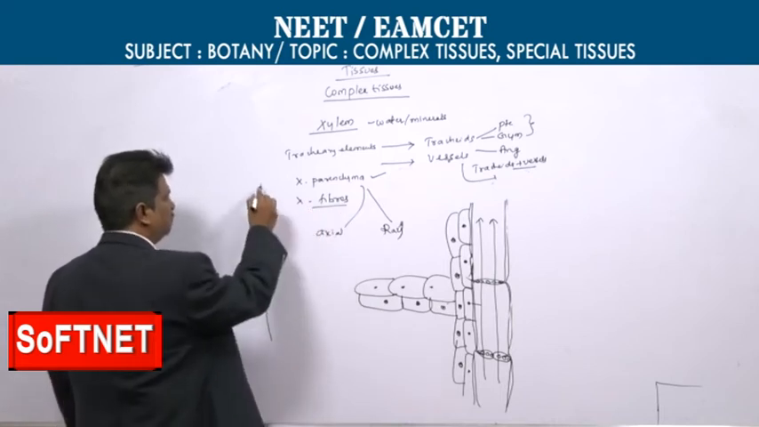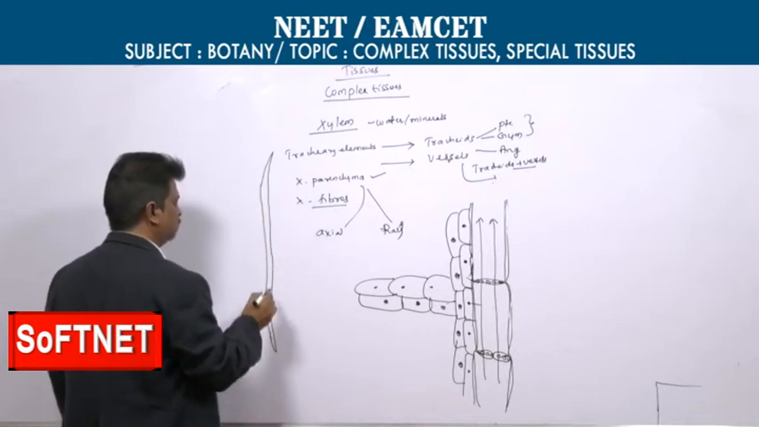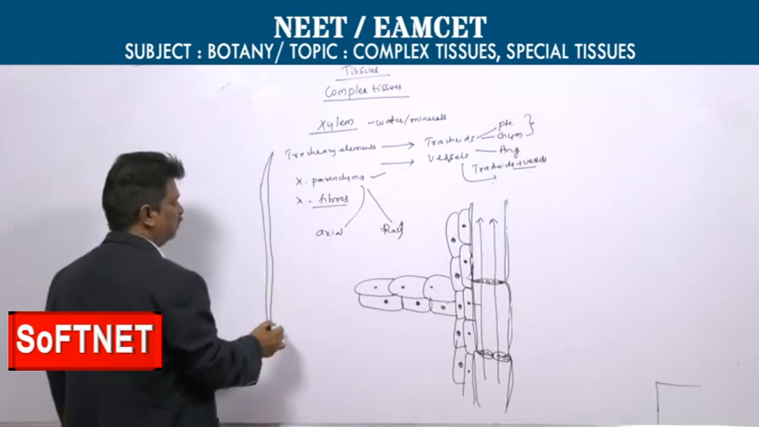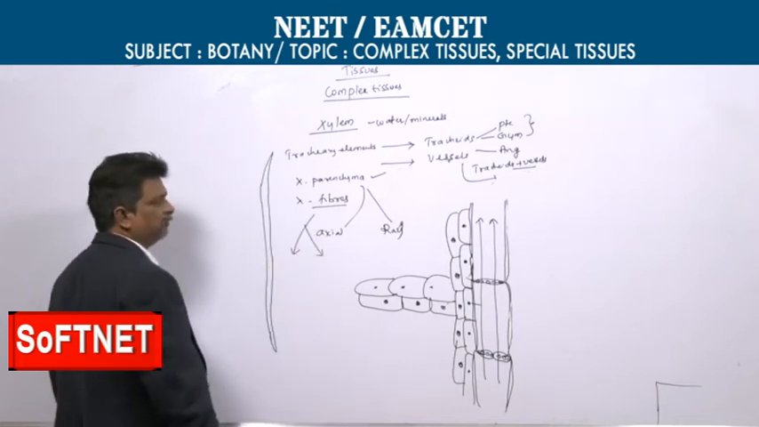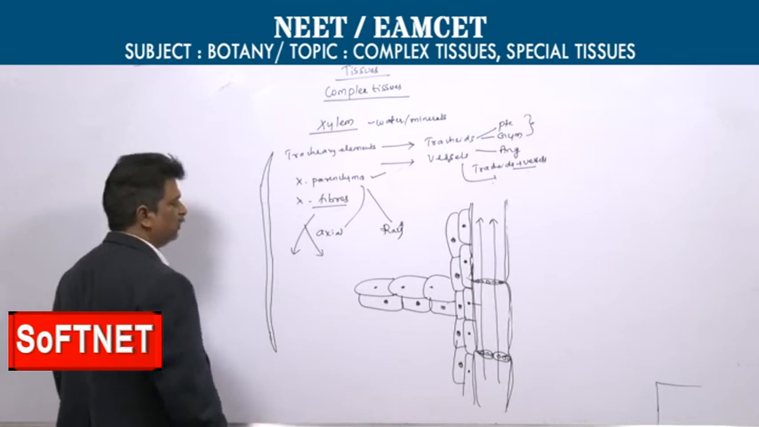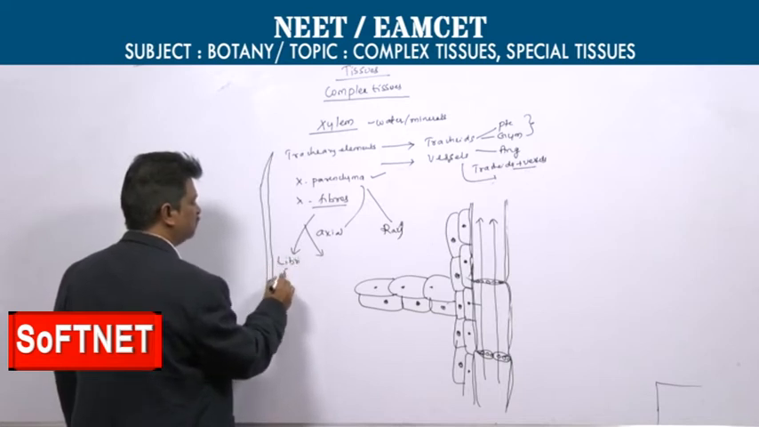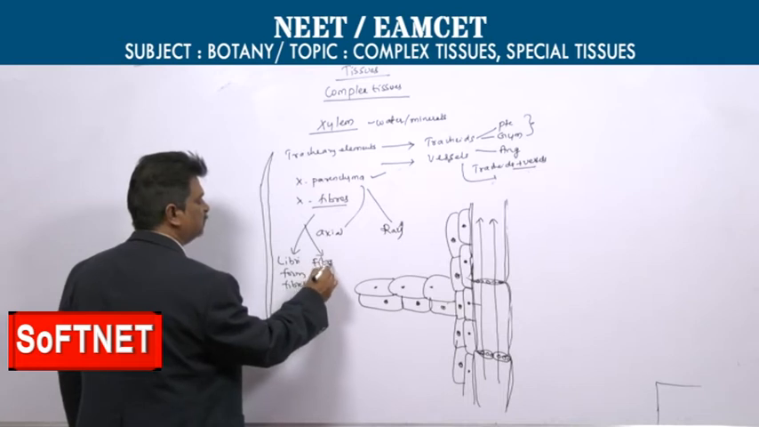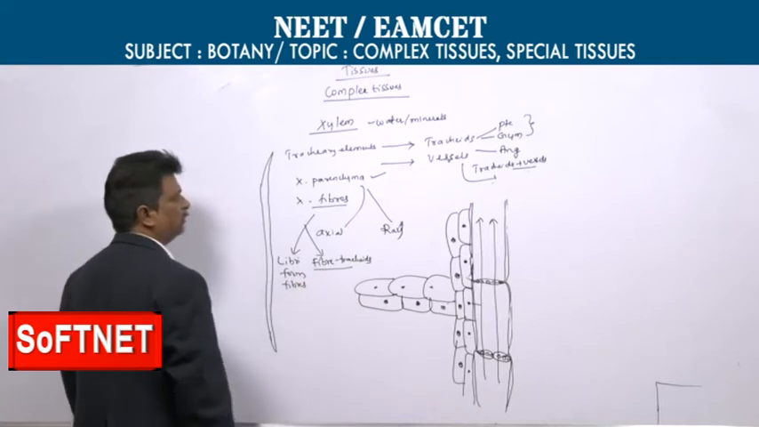Xylem fibers are sclerenchymatous. A xylem fiber is an elongated cell. The middle part is wide, and the end walls are narrow or closed. Xylem fibers provide only mechanical support. Xylem fibers are of two types. One is libriform fibers, made up of simple pits, and the second is fiber tracheids. These fiber tracheids are made up of bordered pits.